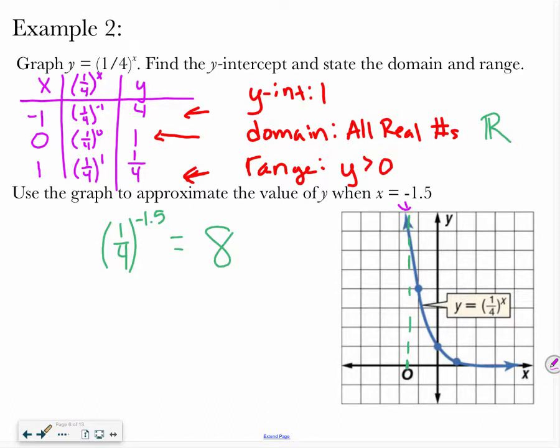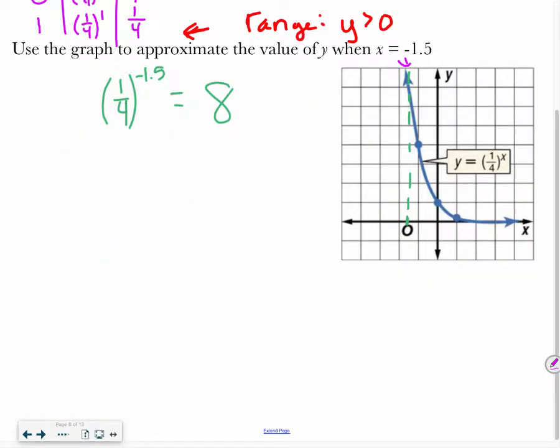Okay. The way to tell if you have a B value between 0 and 1, so if you have a fraction, your graph looks like this.